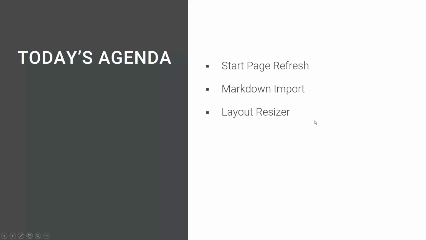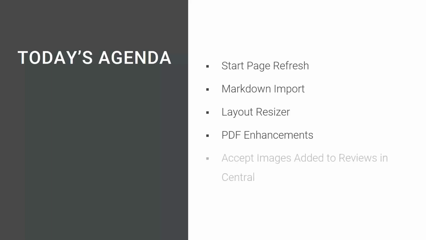And then we're going to take a look at the new XML layout resizer, which is going to be really handy if you are publishing content on different screen sizes. So we'll take a look at that and why you might want to use it and how you turn it on and off. We've made some PDF enhancements in this release, so we'll talk about those specifically in terms of how PDF is generated and meets accessibility requirements. So we'll take a look at those.